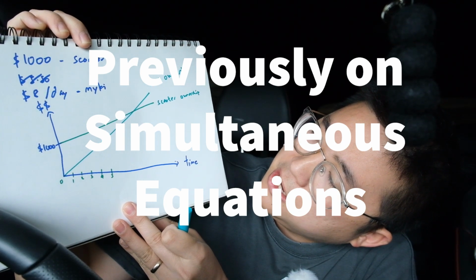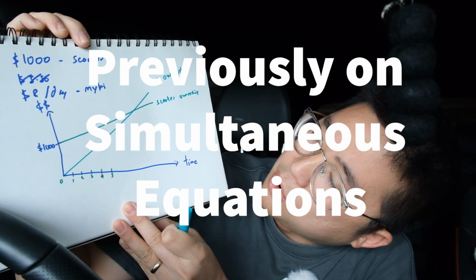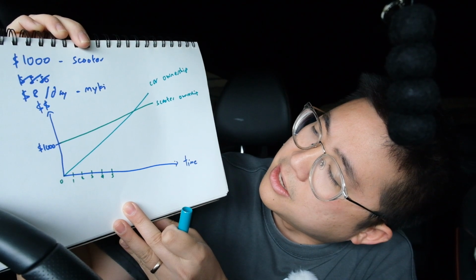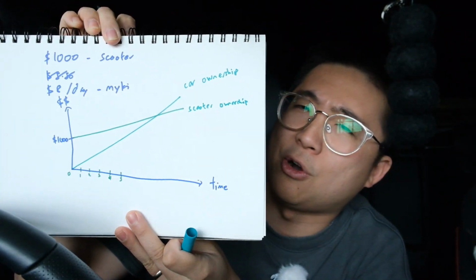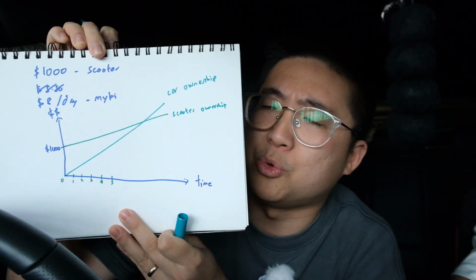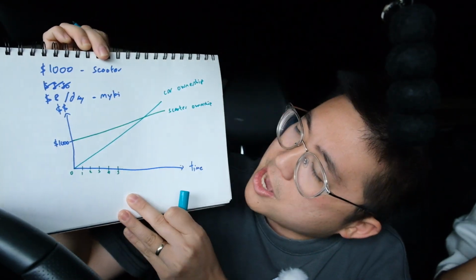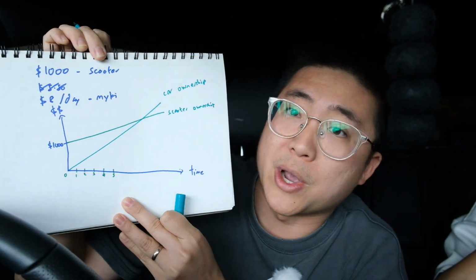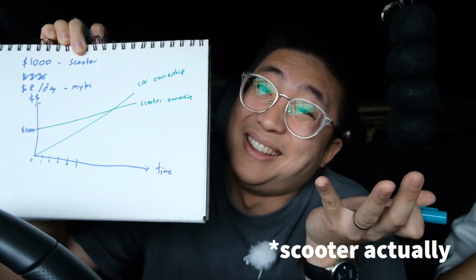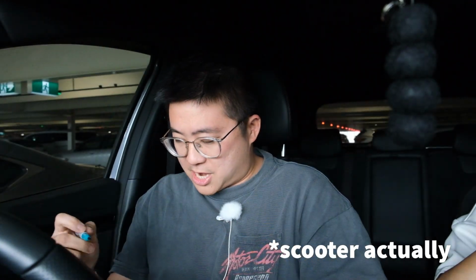Is going to be over this scooter ownership line, or maybe depending on our situation, one over the other. But let's see where this break-even point happens, where it actually makes more sense to own a car. So let's have a look at this scenario over here.